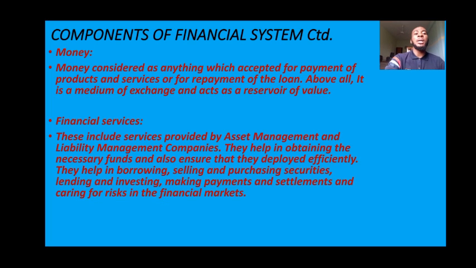Now, if you ask the components of the financial system, there are 5 in number. Number 1 is the financial institution. Number 2 is financial markets. Number 3 is financial instruments. Number 4, money. And number 5, what? Financial services, which are the services carried out by the first point, financial institutions.